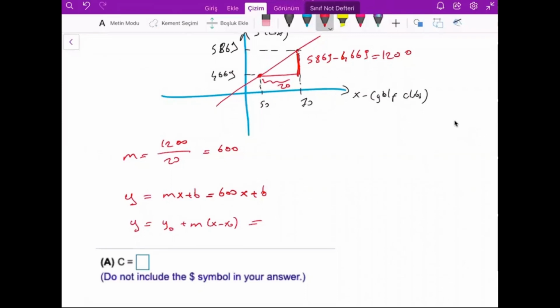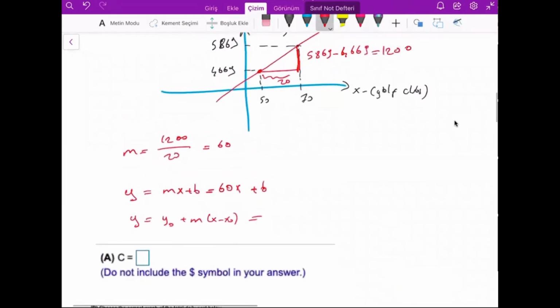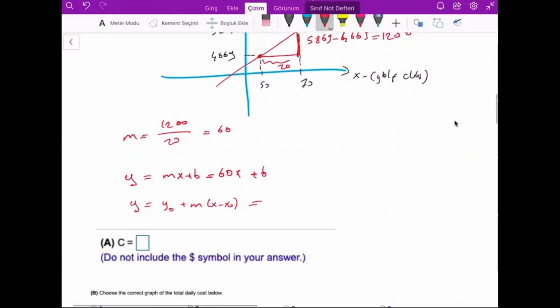Yes, I think 60. Yes, yes, 60. Yes, you are right. Thank you for your correction. 60. So here, by choosing some point, this point or that point, it does not matter.